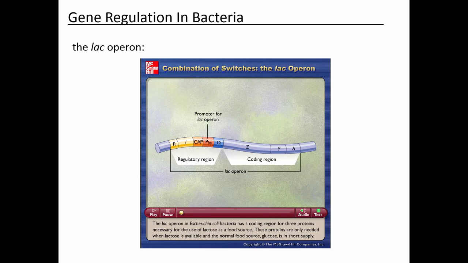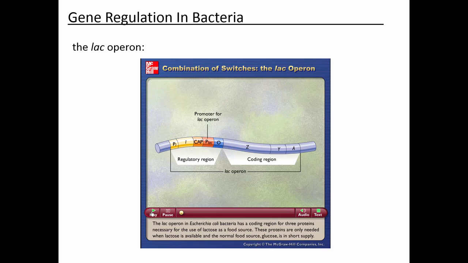So what we're going to do is watch this animation, and you'll see that the regulation of this operon involves both an activator and a repressor. Basically, the levels of glucose are going to regulate the activator, and the levels of lactose are going to regulate the repressor, and we'll see how the combination of the two will result in the expression of these genes.